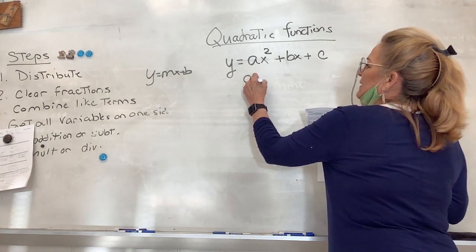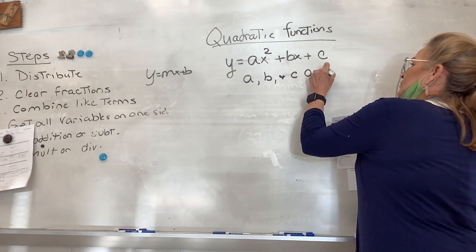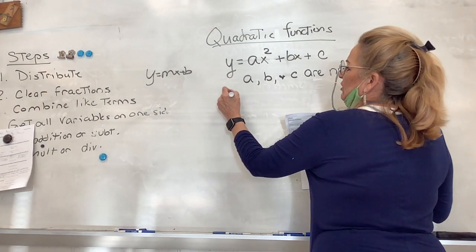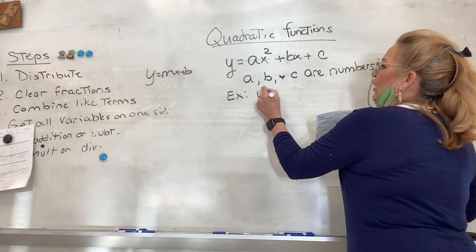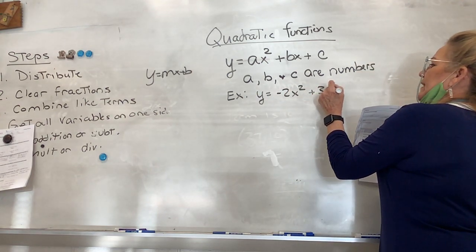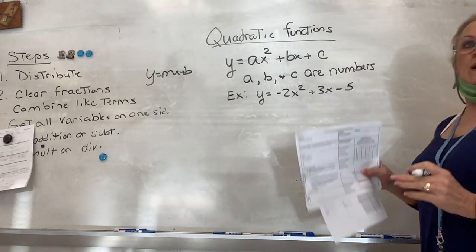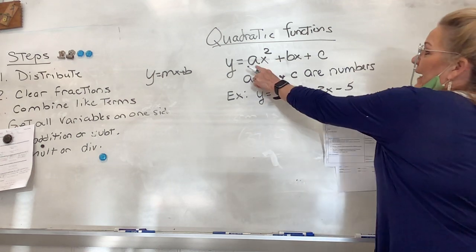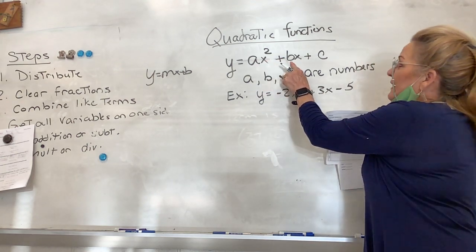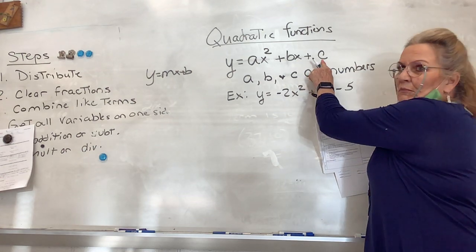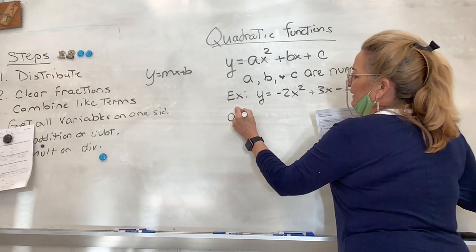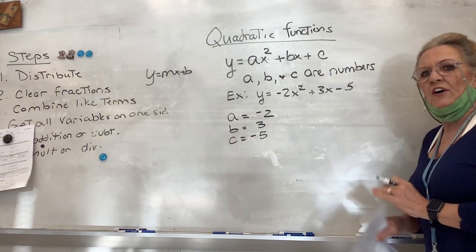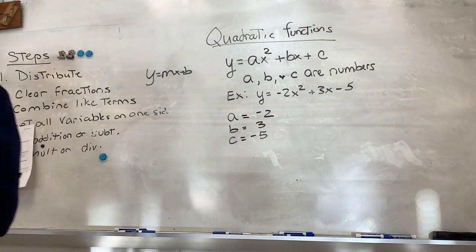Understand that a, b, and c are numbers. What might it look like? It might look like y equals negative 2x squared plus 3x minus 5. A, B, and C are numbers. You have to be able to identify what is A, what is B, and what is C. A is always the number in front of the x squared. B is always the number in front of the x. And C is the number that has no variable. So in this example, A equals negative 2, B equals 3, and C equals negative 5. Make sure everybody understands that.